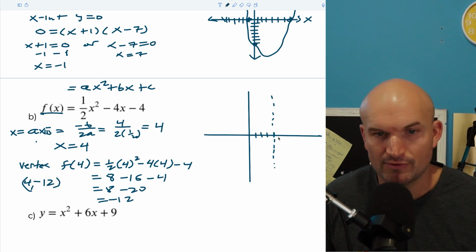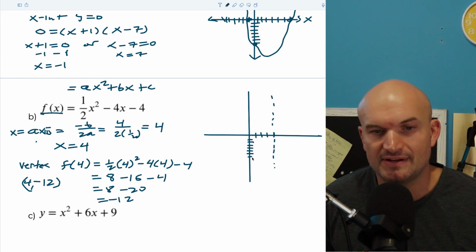So we went over 4, let's go down 12. 1, 2, 3, 4, 5, 6, 7, 8, 9, 10, 11, 12. So that value is going to be right there.